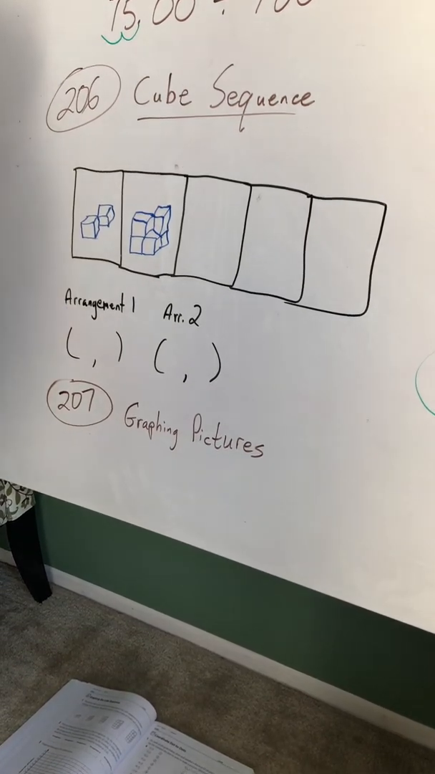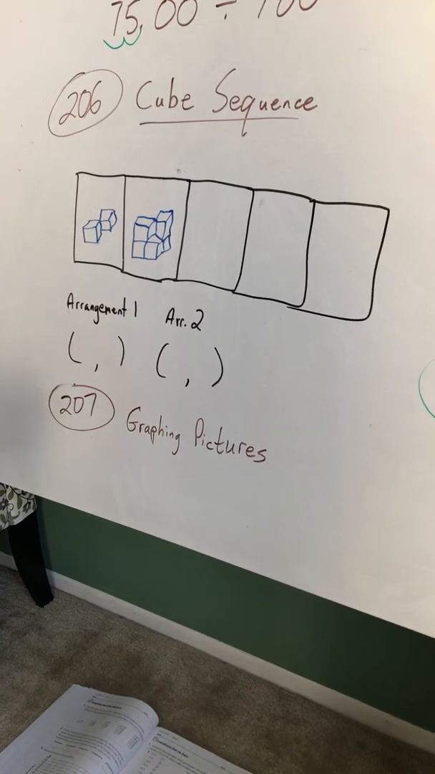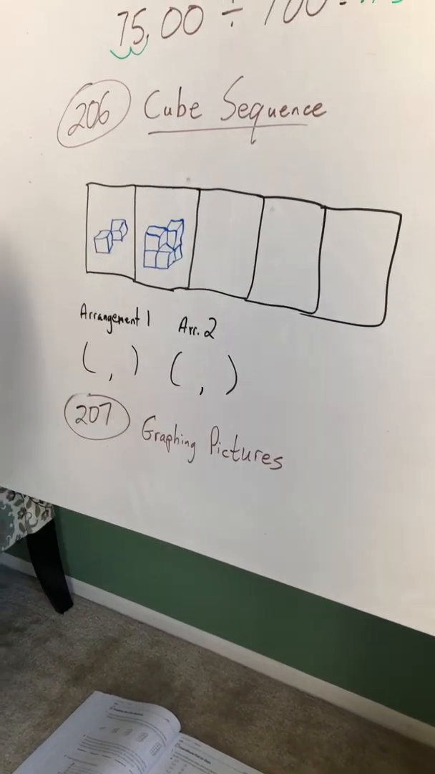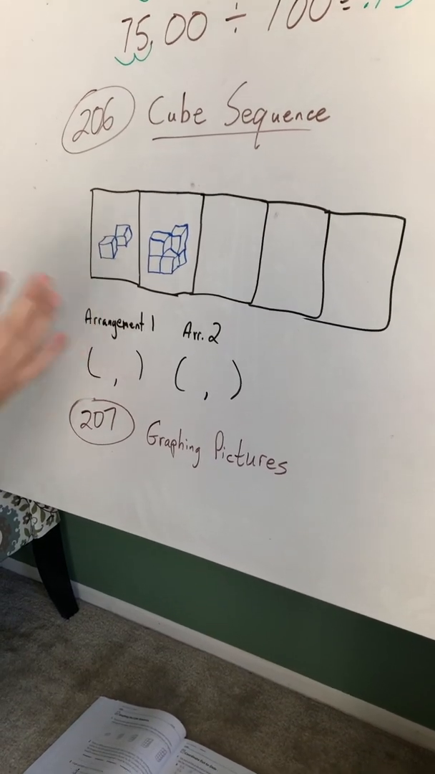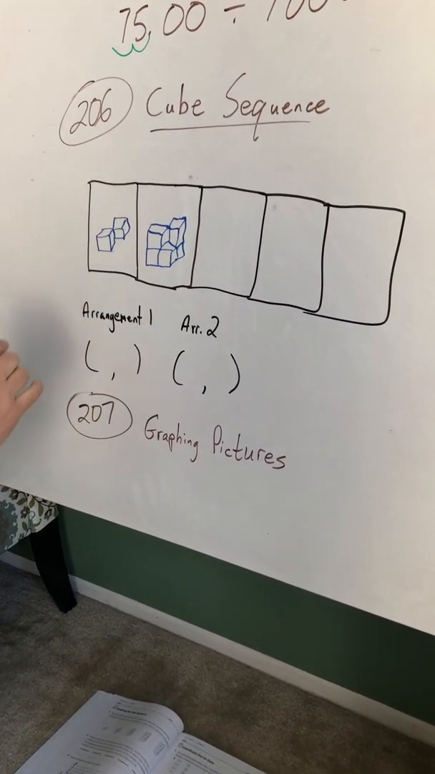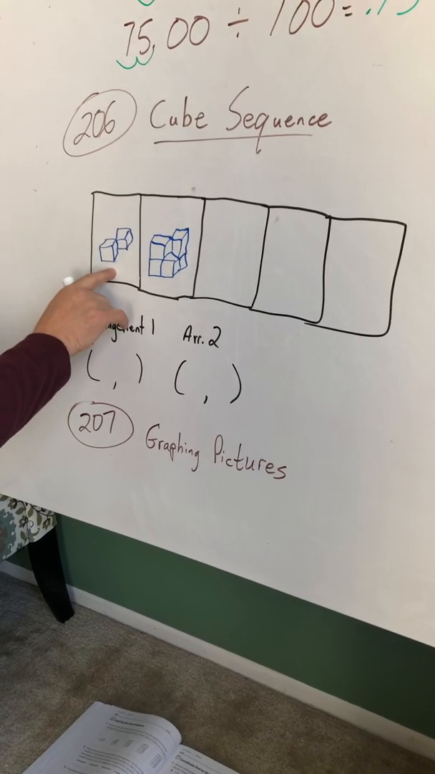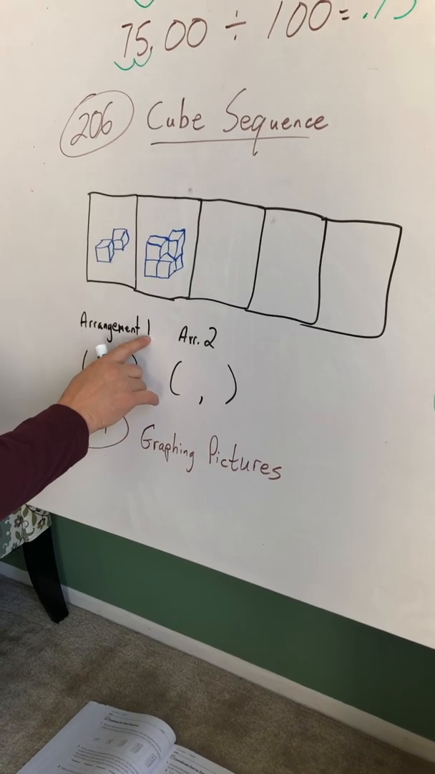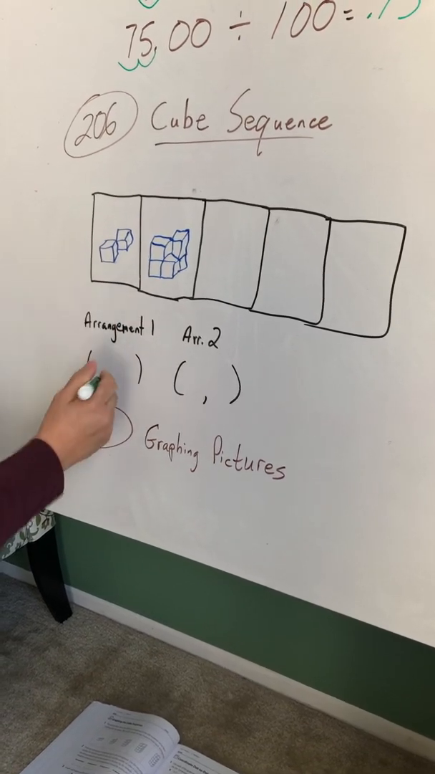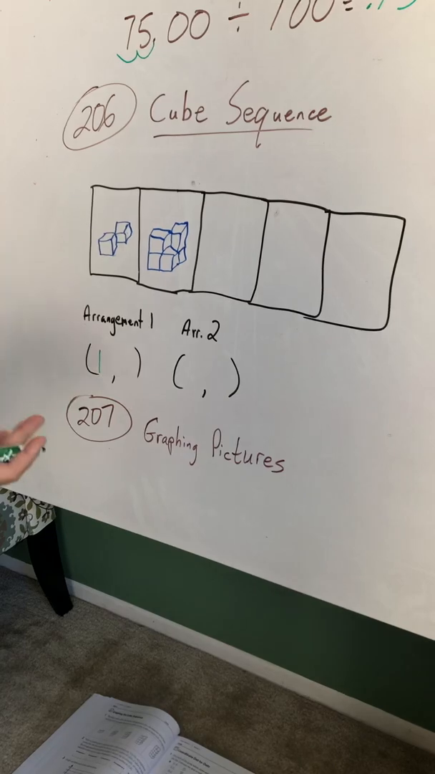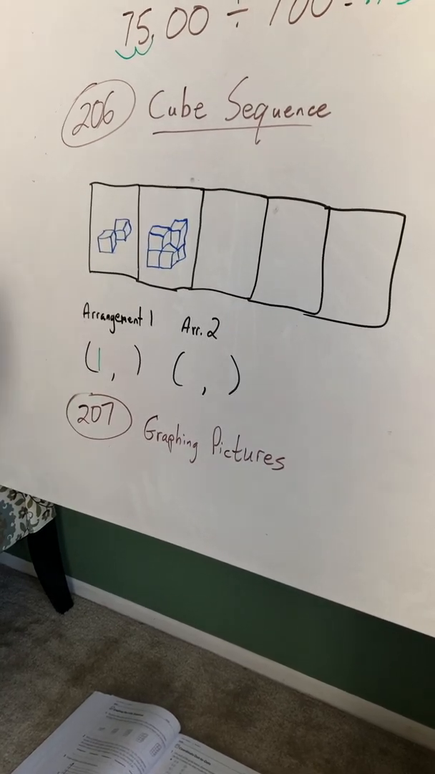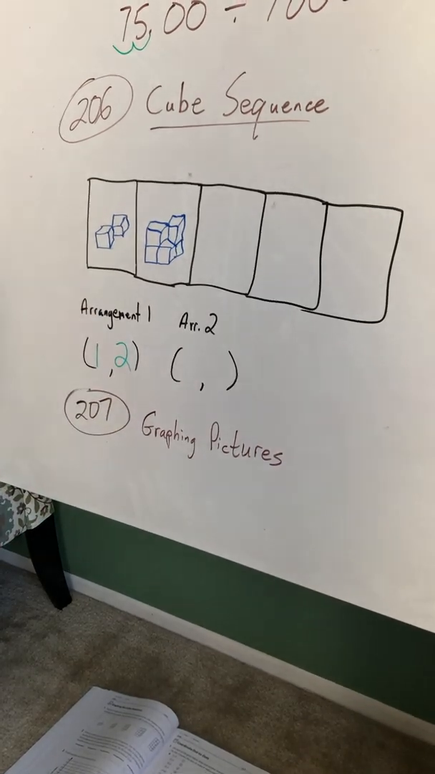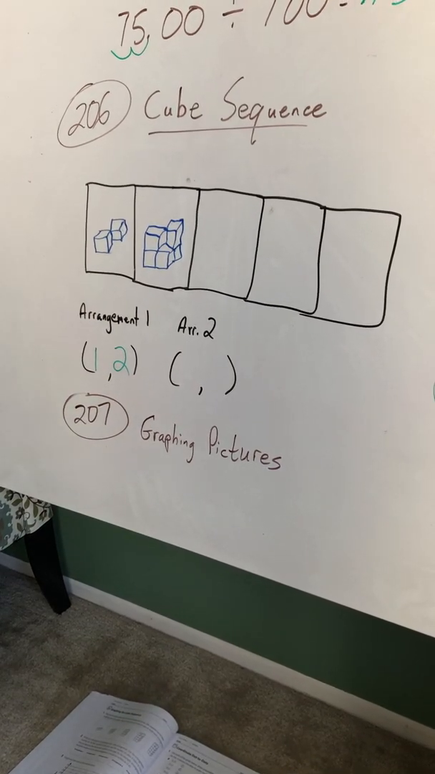What I wanted to show you was, when they make the ordered pair down here, what they're doing to make it easier. So this is arrangement 1. So the ordered pair for arrangement 1, that means the first number is 1 because it's arrangement 1, okay? Then you look at arrangement 1, how many cubes are in there? Oh, there's 2. There's the ordered pair for arrangement 1.